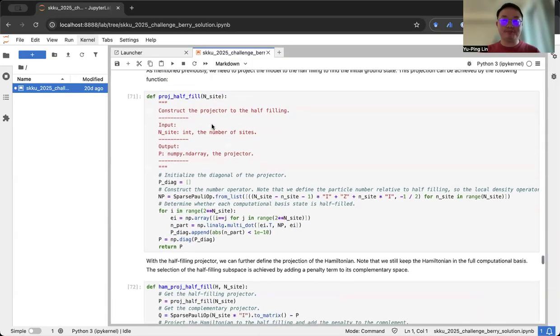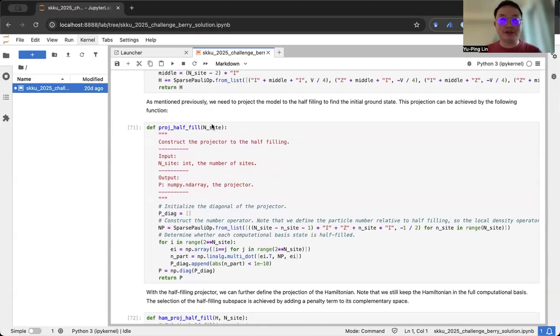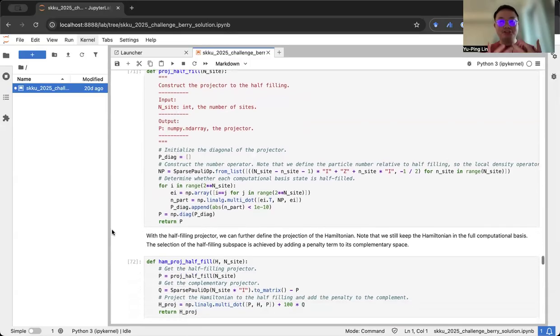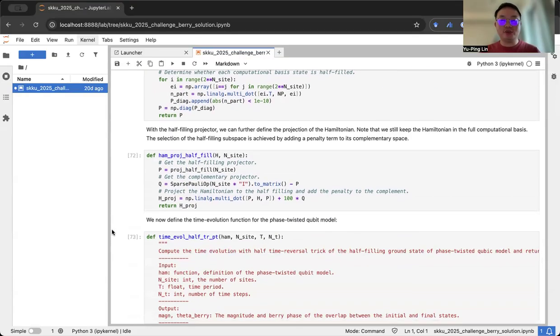So we need to write down a projector to project out the Hamiltonian to the half-filling subspace so that we can get the ground state within this subspace. And the way to do this is to remember that the number operator is related to the Z operator. So the computational basis states are good eigenstates of the particle number. So we can just compute the particle number of each of the computational basis states and find out the projector that projects only onto the ones that correspond to the half-filling subspace. So after this, we can do the time evolution as in the previous results.